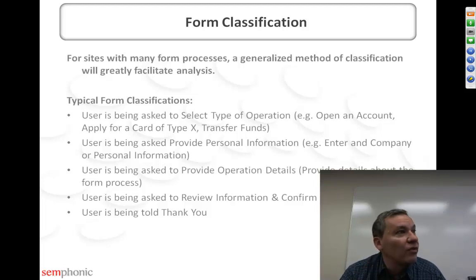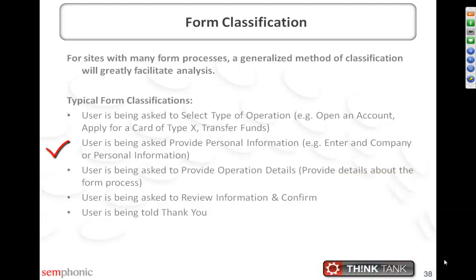So in a lot of ways, if you're working in a very form-rich environment, having a kind of classification system is useful. These are some suggested classifications: users being asked to select a type of operation, users being asked to provide PII information, user is being asked to provide details about the operation, user is being asked to review and confirm, user gets a thank you, right?